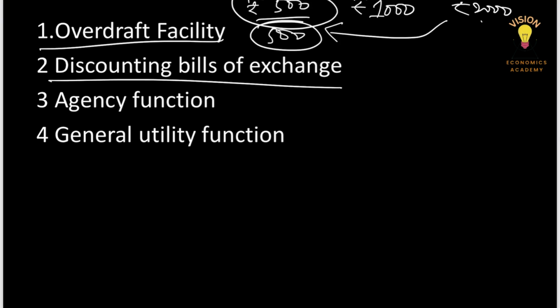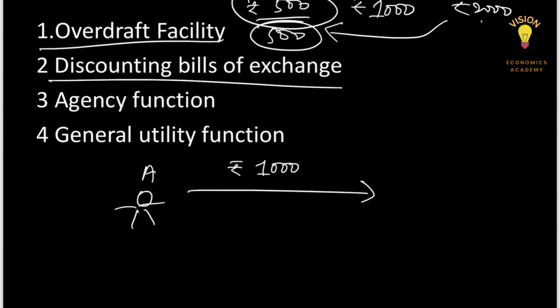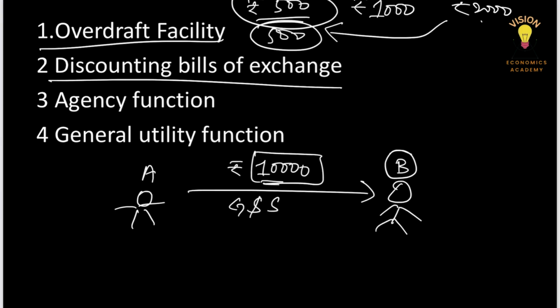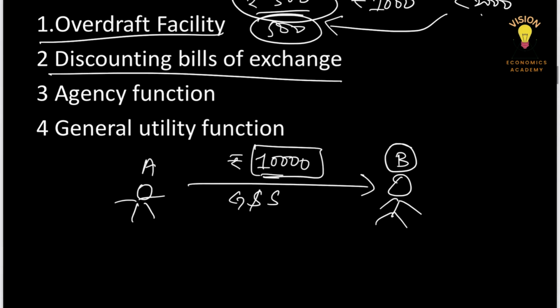Now discounting bills of exchange can be explained with a simple example. Let's say there is a person A who is selling goods worth rupees 10,000. Consider 10,000 as a big amount. For simplicity's sake I'm making it 10,000, but the amounts are huge, right? So A sells goods and services worth 10,000 to B. Now B says that it doesn't have money to pay right now. Then it promises to pay after 3 months.